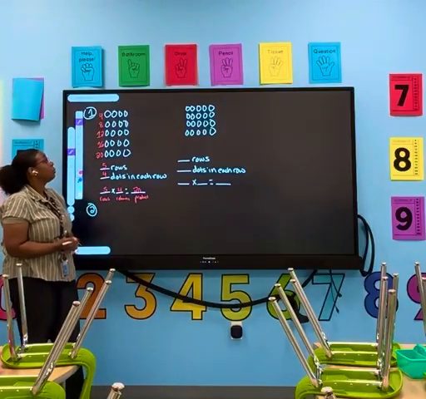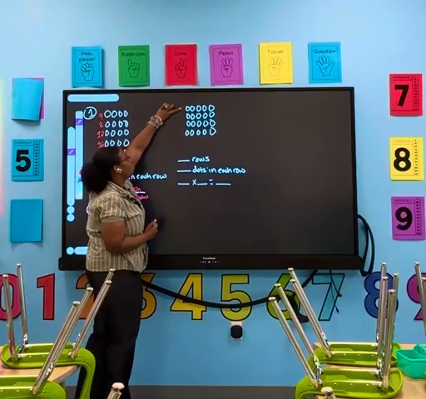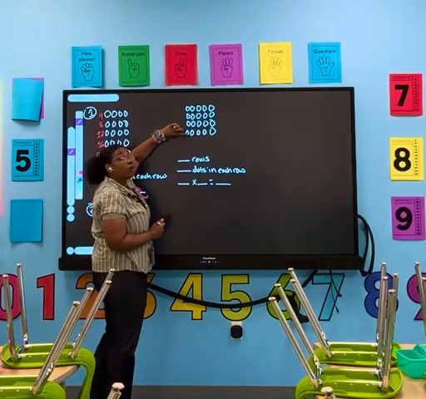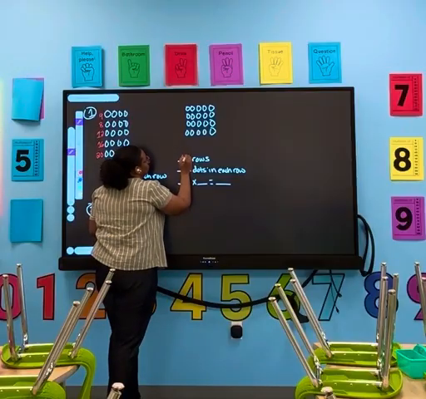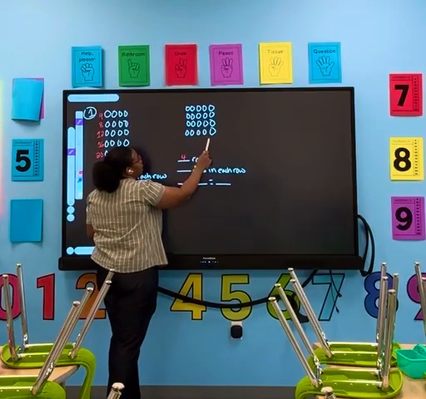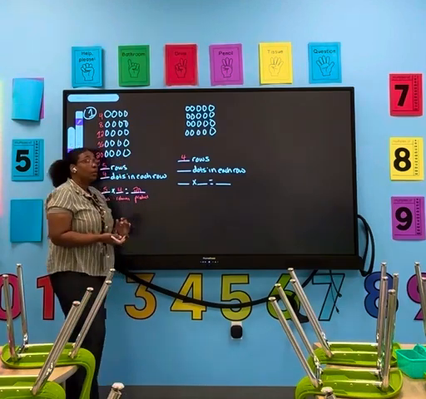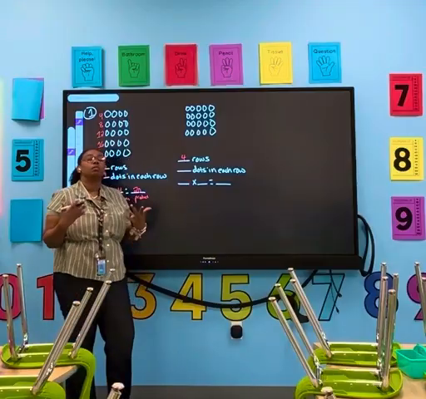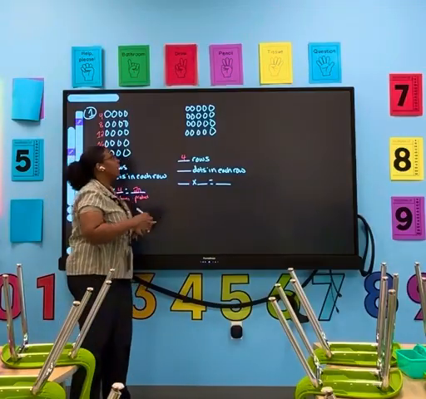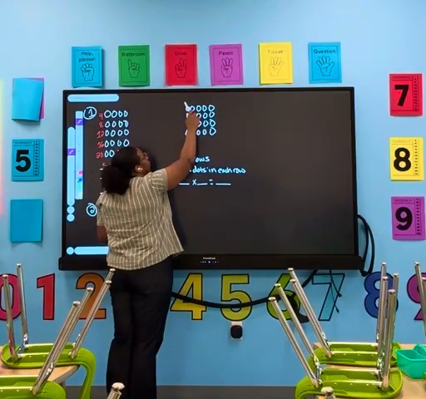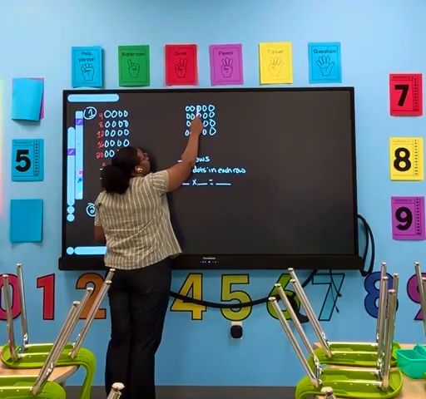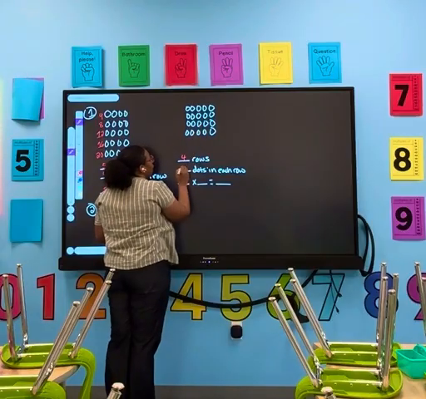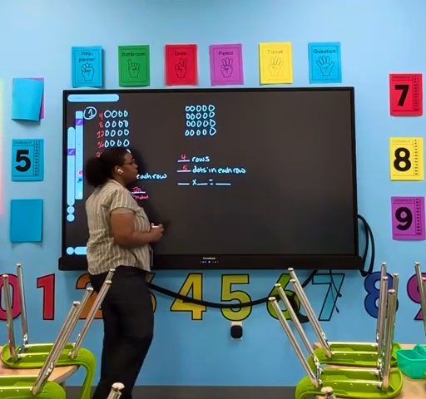For the second array, I'm going to count my rows again. So I have 1, 2, 3, 4 rows. And remember, rows go side to side, or left to right. Then I'm going to count how many dots I have in each row, which is the same thing as counting the columns. And that goes up and down. So this is 1, 2, 3, 4, 5. So I have 5 dots in each row.